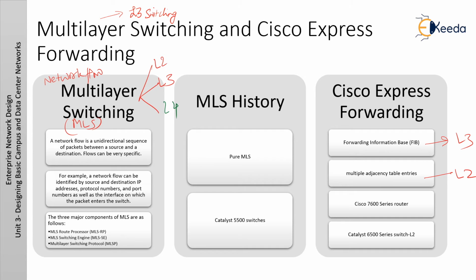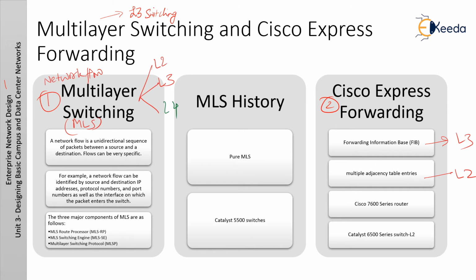The use of protocol information from multiple layers in the switching process is implemented in two different ways within Cisco switches. The first way is called multi-layer switching or MLS, and the second way is called Cisco Express Forwarding. So this is the first technique, multi-layer switching, okay, and this is the second technique.